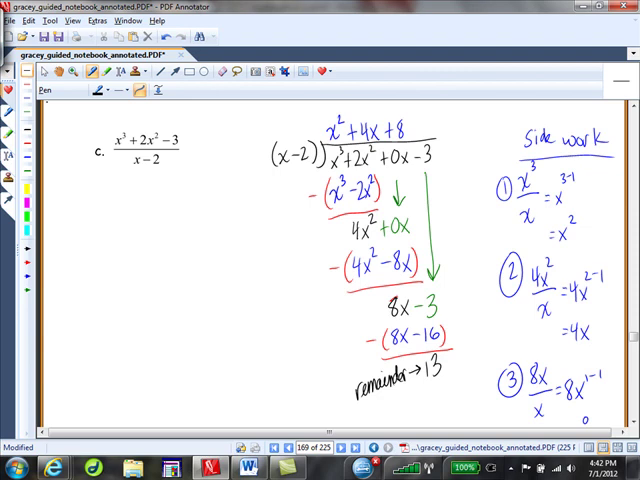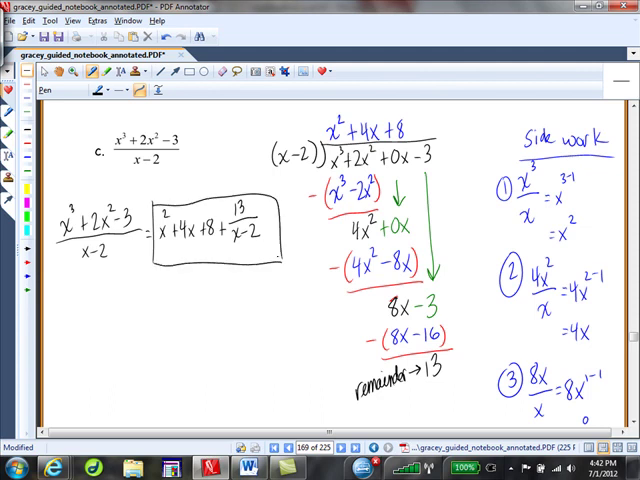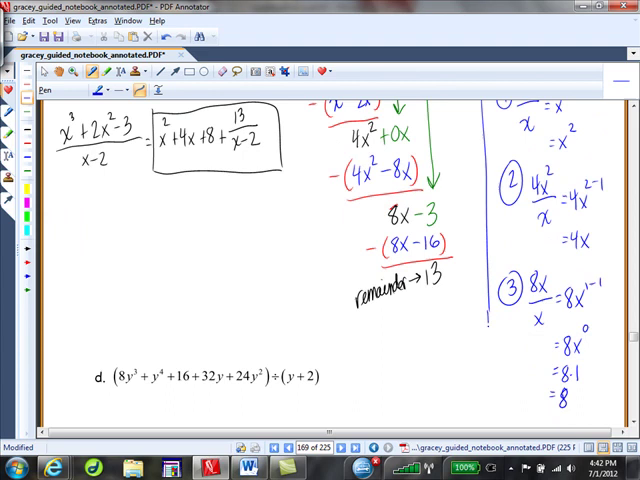Okay, so here we go. What we found out was that x cubed plus 2x squared minus 3 divided by x minus 2 equals x squared plus 4x plus 8 plus the remainder 13 over the divisor x minus 2. And then we're all done. How'd you do on that one? Hang in there. A lot of students find this difficult. You'll catch on. It'll be fine, I promise.